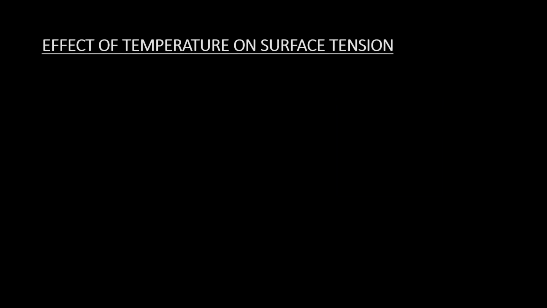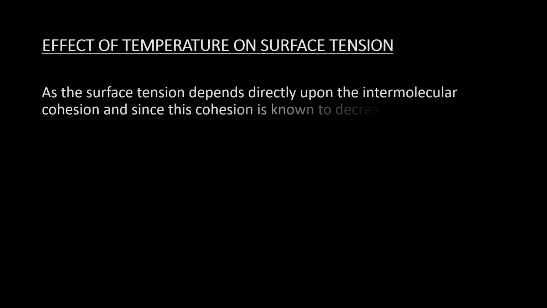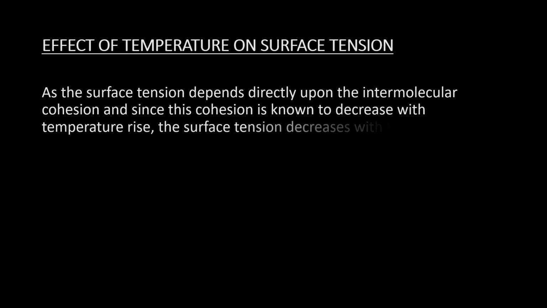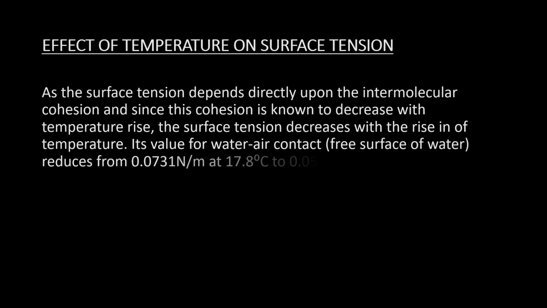Effect of temperature on surface tension. As the surface tension depends directly upon the intermolecular cohesion, and since this cohesion is known to decrease with temperature rise, the surface tension decreases with a rise of temperature. Its value for water-air contact, the free surface of water, reduces from 0.0731 Newton per meter at 17.8 degrees centigrade to 0.0585 Newton per meter at 100 degrees centigrade.